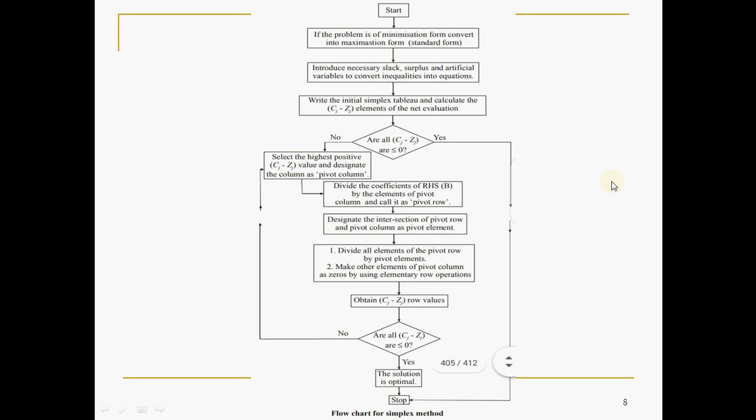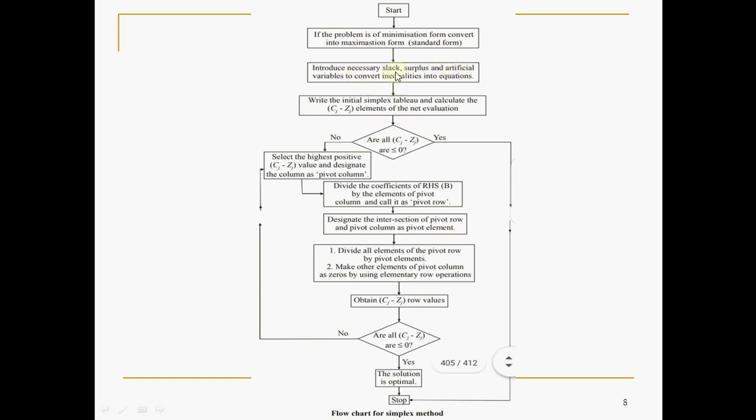To summarize the concept of the simplex method, let us see this flow chart. First you have to start. If the problem is of minimization form, convert it into the maximization form. Always note that to employ any of the methods, the simplex method and its variants, the problem should be in the standard or maximization form. If it is in the minimization form, you have to convert it by multiplying every coefficient of the objective function with -1. Then introduce necessary slack, surplus and artificial variables as discussed.